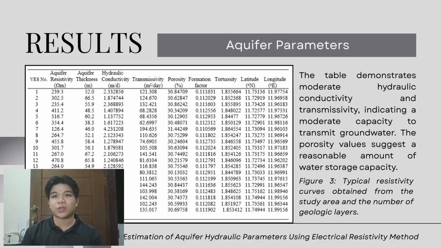Porosity is slightly higher towards the southwestern part of the study area. Aquifer transmissivity ranged from 62.7 to 194.6 meters squared per day, with an average value of 111 meters squared per day. Based on the average transmissivity value, the aquifer potential of the study area is moderate. Transmissivity is higher towards the southwestern part of the study area, and higher porosity is associated with high transmissivity.